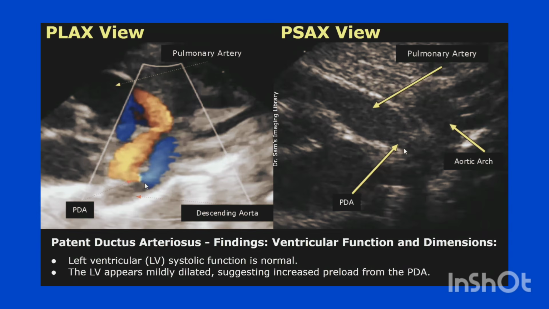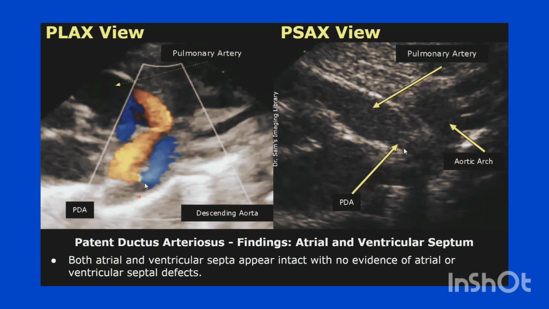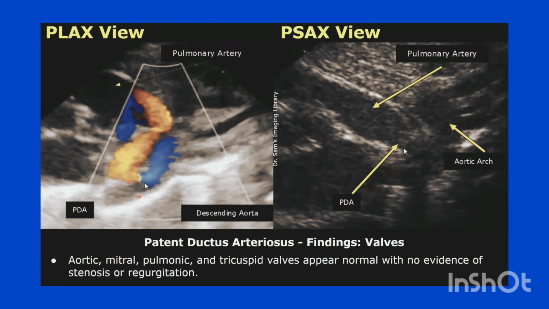Left ventricular systolic function is normal. The LV appears mildly dilated, suggesting increased preload from the PDA. Both atrial and ventricular septa appear intact, with no evidence of atrial or ventricular septal defects. Aortic, mitral, pulmonic, and tricuspid valves appear normal, with no evidence of stenosis or regurgitation.